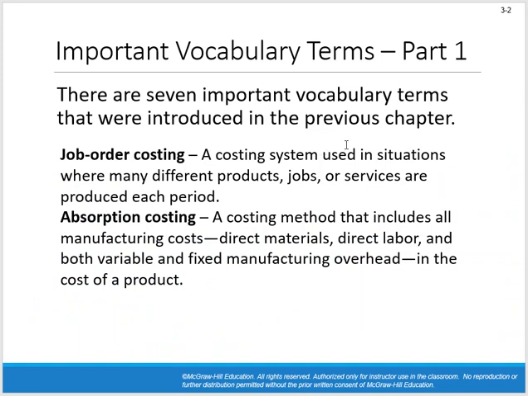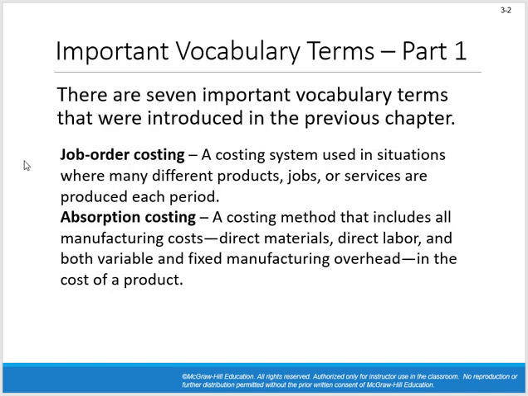So in review, we've got some vocabulary terms I want to just go over briefly. First of all, we know what job order costing is, I hope. A costing system used in situations where many different products, jobs, or services are produced each period. In Chapter 4, we'll look at a different method that's for when we have somewhat homogeneous product. So job order costing we use when there's different products, each job or product is somewhat unique, and therefore it's worthy of tracking our materials, labor, and overhead separately by job.